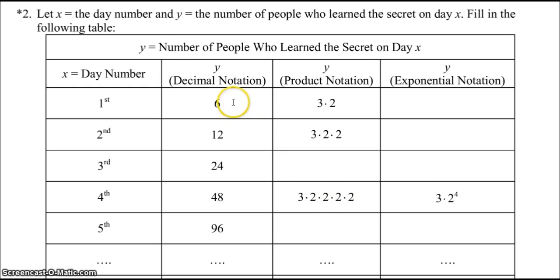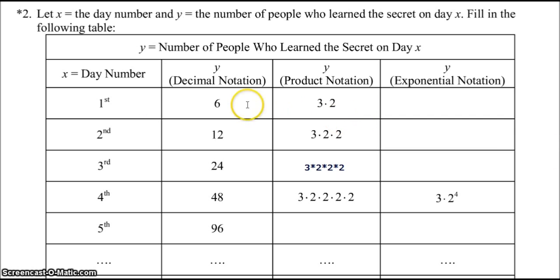So let's do the product notation. Right here, 24, that's the 3rd day. We can look at this pattern here. On the first day, the number of people who learned the secret was 3 times 2. On the second day, it was 3 times 2 times another 2. So then on the 3rd day, it'll be 3 times 2 times 2 times 2.